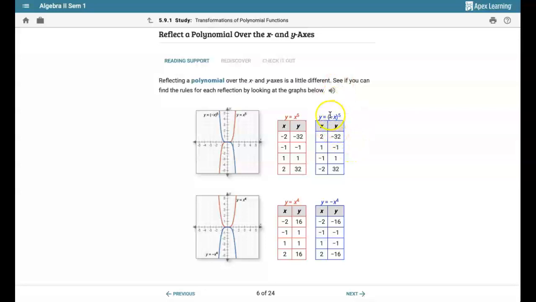So for here, it's negative x to the fifth power. So negative 2 to the fifth power is going to give me this negative 32, versus 1 is going to give me negative 1. But then when I get to my negative values, that negative is going to cancel out, and so I'm going to be left with positive values. So again, just flipping across that y-axis, you have to replace x with negative x.